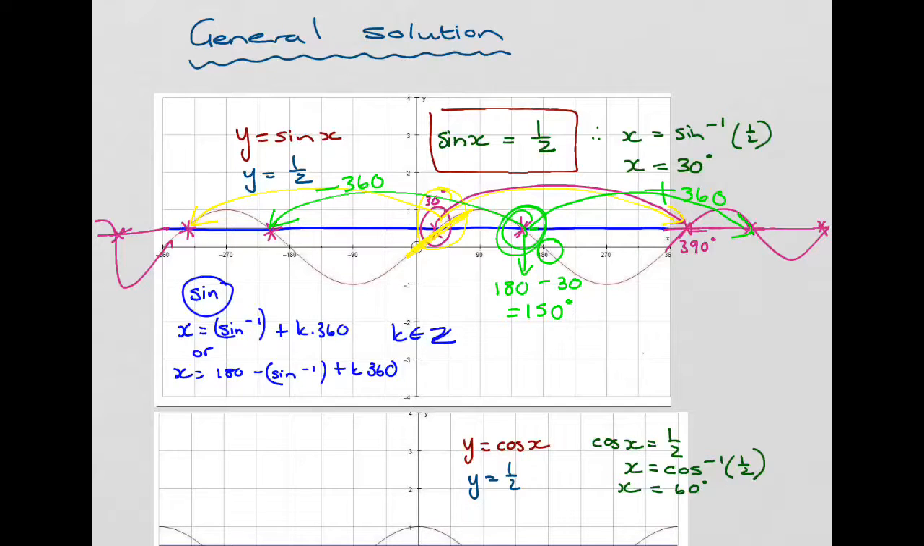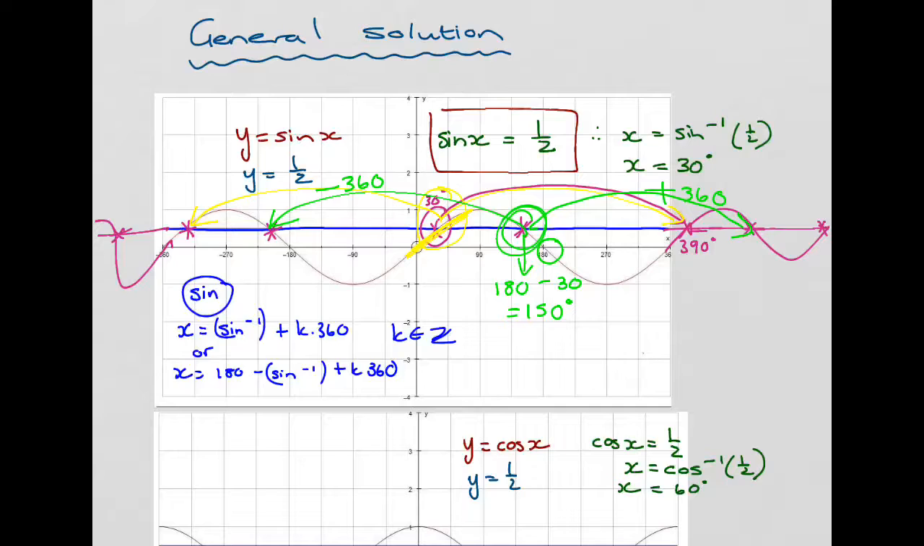Alright, so when we're working with sine, you take your angle, in this case it's x, sometimes it's theta, alpha, beta. You would take your given ratio, in this case it's a half, shift sine on your calculator to get your inverse, and then you're going to work with plus k 360, and then 180 minus the angle your calculator gives you, plus k 360.